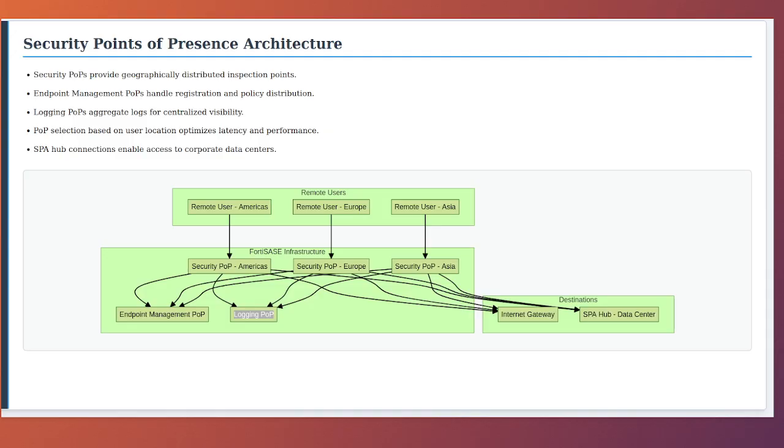The Internet Gateway at each security point of presence handles traffic destined for the public Internet after security inspection. For customers with dedicated public IP addresses, this provides consistent source IP identification. For secure private access deployments, the SPA hub connection allows traffic to flow to corporate data centers through IPsec tunnels with BGP routing. The number of security points of presence accessible to your organization depends on your subscription tier and user count. Selecting points of presence closer to your remote users improves redundancy and reduces latency for tunnel connections.